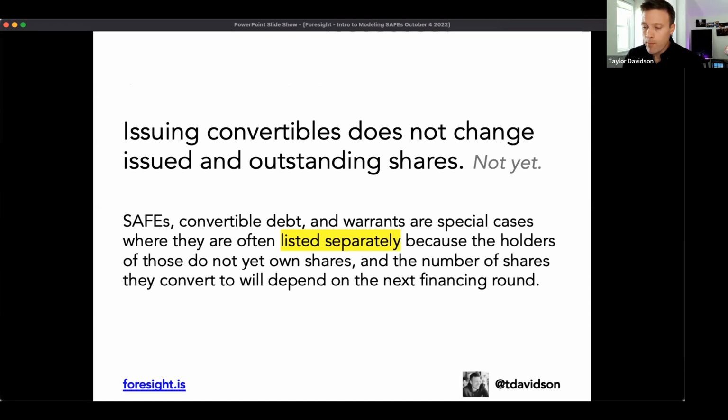Now, the important thing to remember about convertibles, and particularly safes, is that they don't change issued outstanding shares, right? So when an investor purchases a safe, they're purchasing the right to purchase shares at a future point based on a future price. So there's no actual addition of shares onto the cap table at that point in time. So the actual amount of shares depends upon the next financing round.